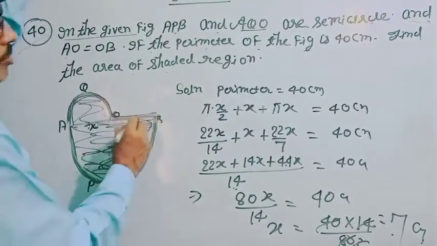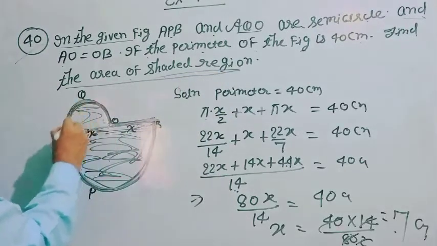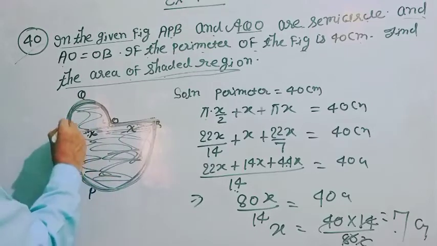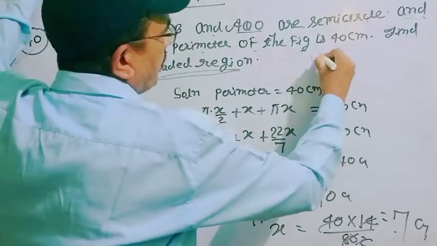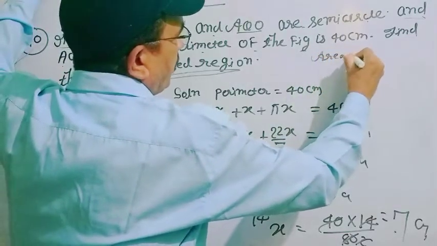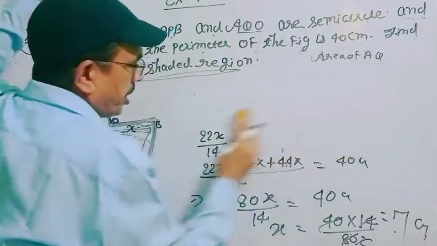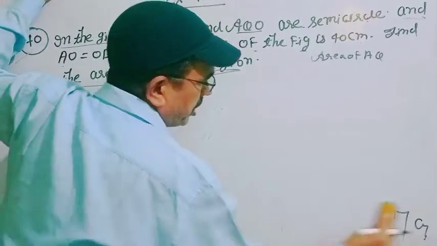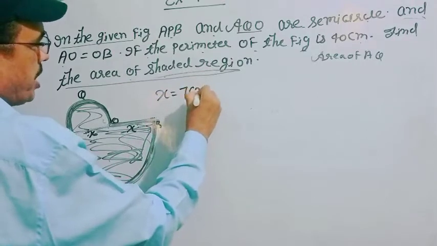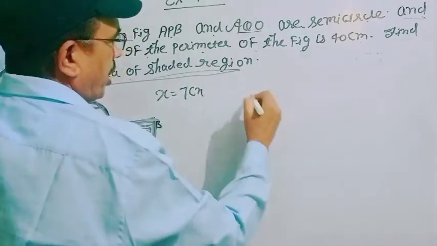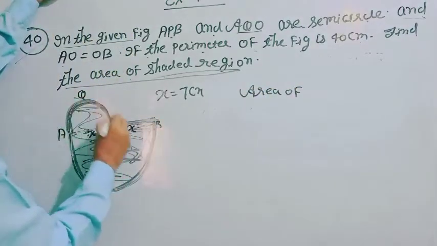Now your question: if the value of x is 7, then what is the area of the shaded region? There are two semicircles, one is AQO and another is APB. So what is the area of AQO? That is the area of this part. Now x is 7, so x is equal to 7 cm.